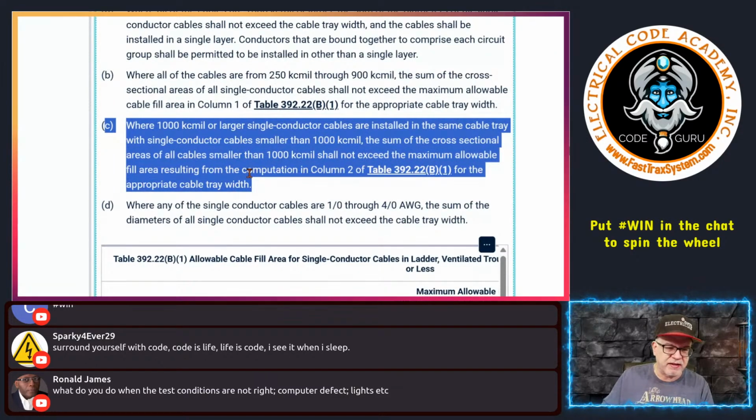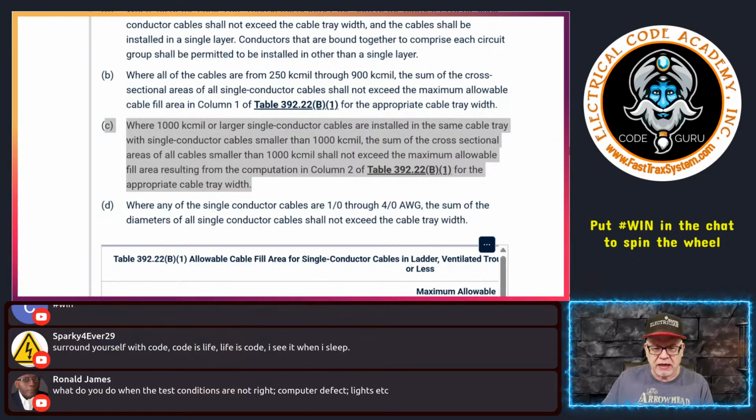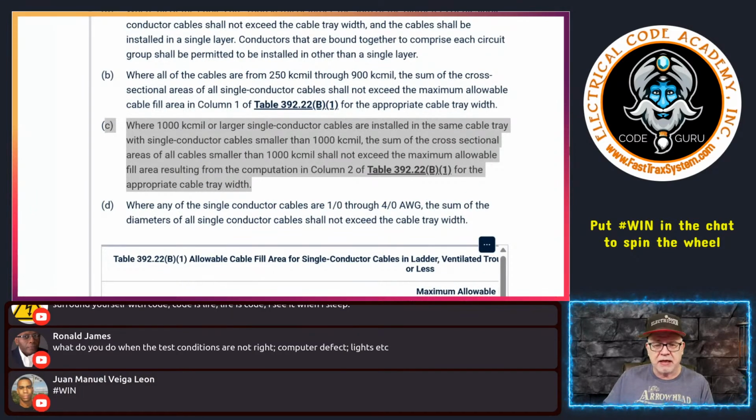That's yesterday. Okay. Ronald says, what do you do when the test conditions are not right? Computer defect, lights. Ronald, are you talking about during the testing phase? Well, I would definitely complain to the test center. And remember that that's always going to be subjective because they could turn around and say, well, it's enough light. Nobody else has complained. You know how that goes? Probably not going to change your score. States never admit that for anything. So, I mean, it's one of those things that you just have to be willing to adapt. I would never go in, for example, without my reading glasses or my glasses, those type of things.